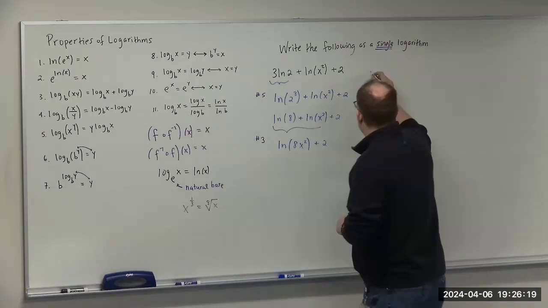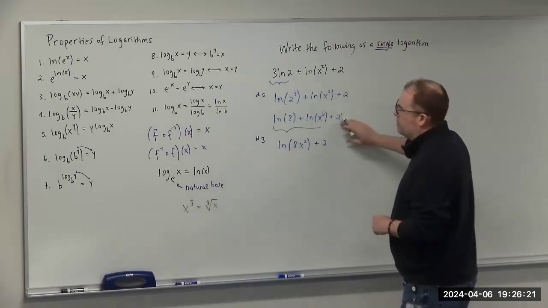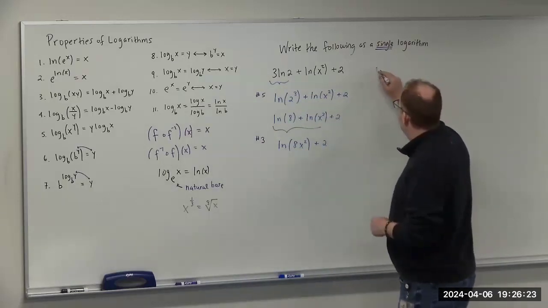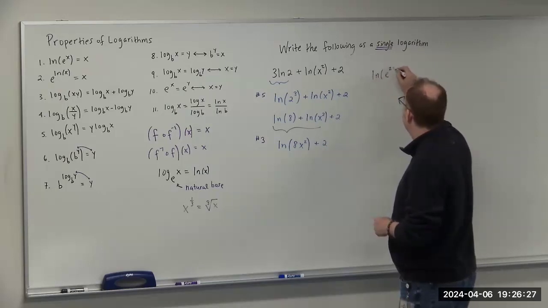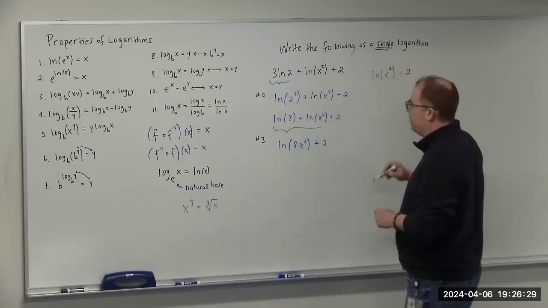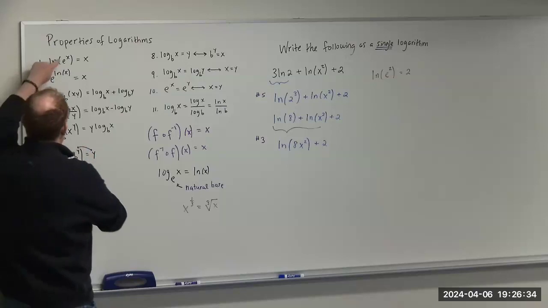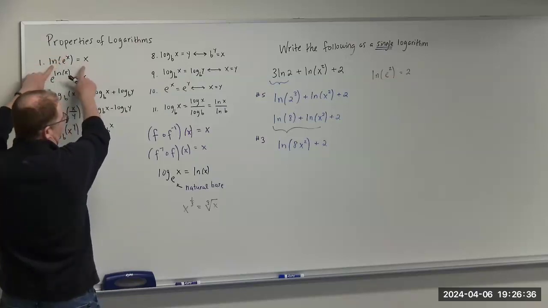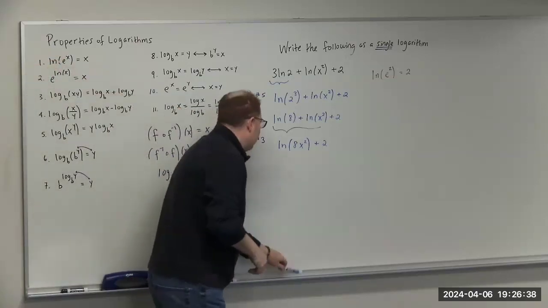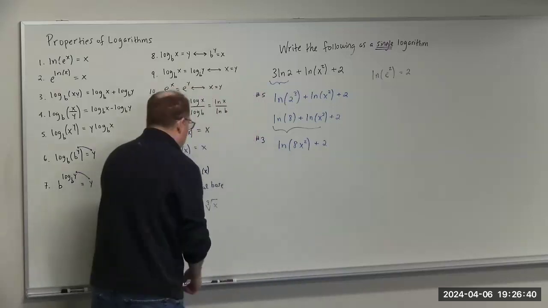So the way we can write 2 in terms of a natural log is we can rewrite it this way: natural log of e to the power 2. See that? That's going back here: natural log of e to the x is the same thing as x. So let's apply that. We used number 1.